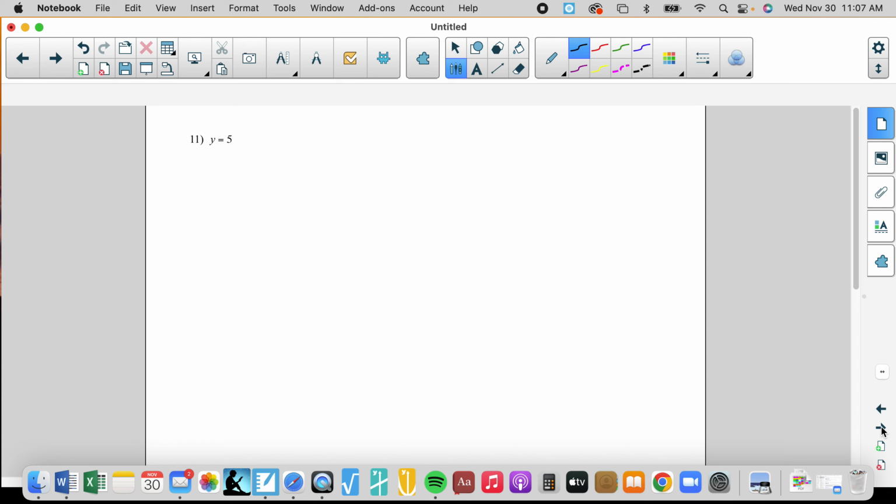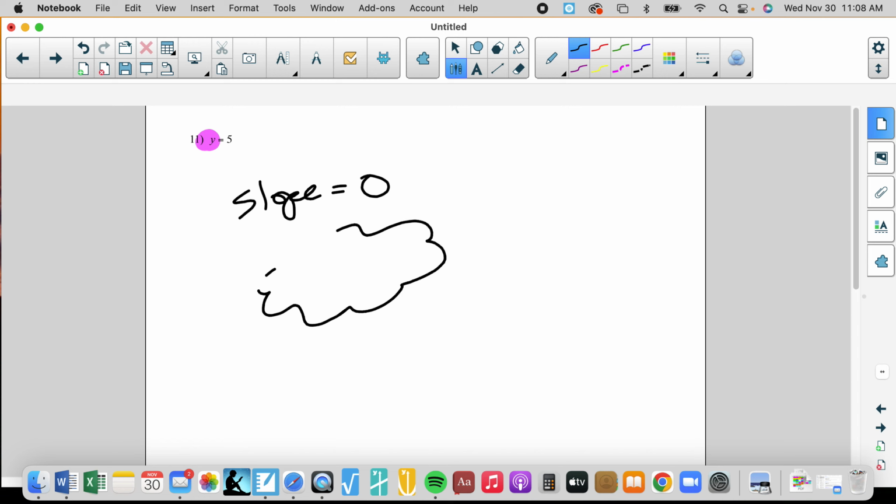And here we go again. We should notice, oh, this one's interesting. This one's different because there's only one variable. One variable, and it's the variable y, so we know it's going to go through the y-axis at 5. So it's going to be a horizontal line. And we know horizontal lines have a slope of 0. It is a slope of 0. It's 0 value.